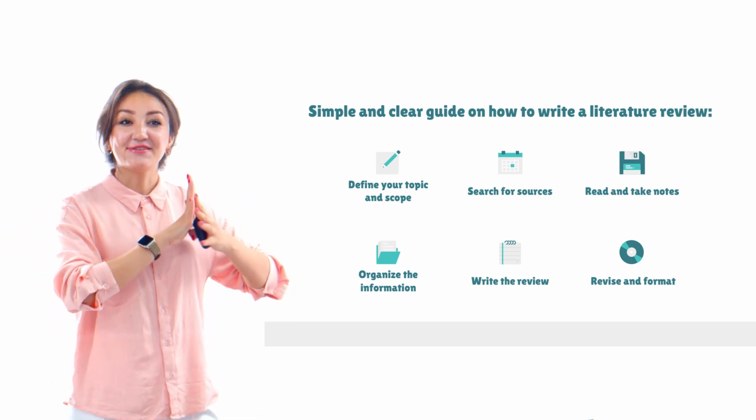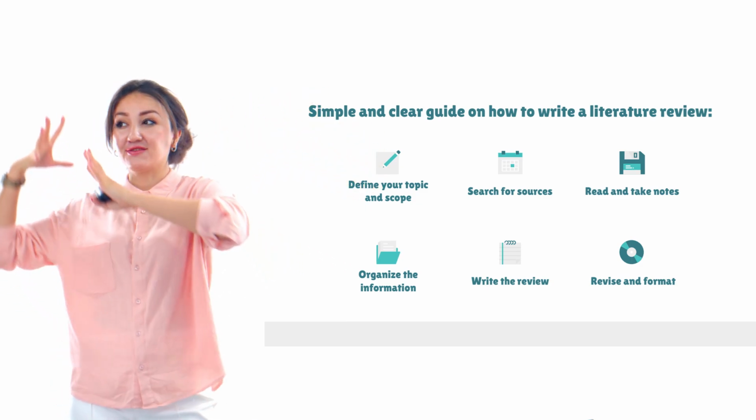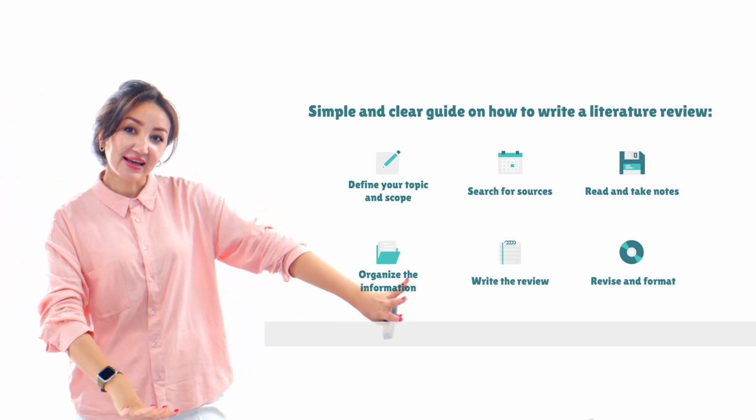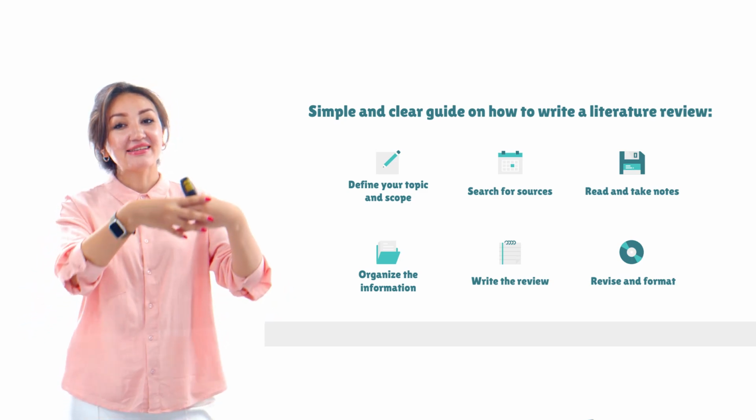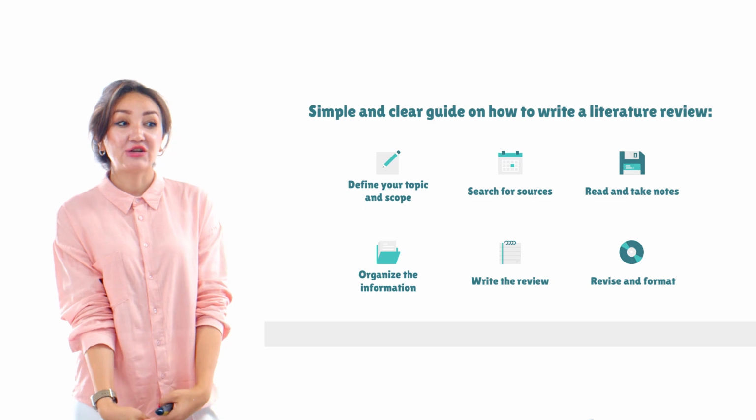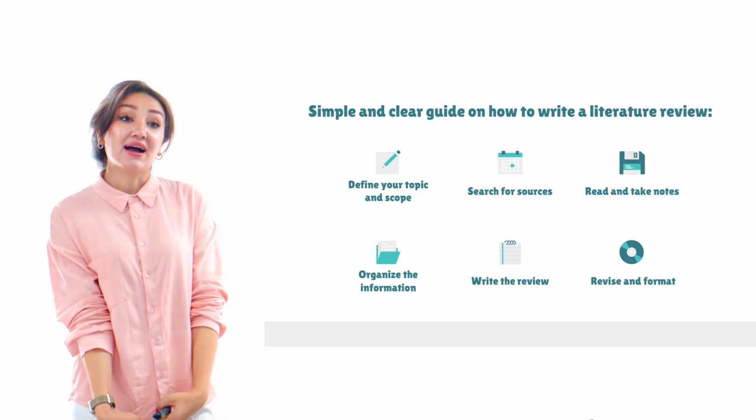You need to say, this is for the case of Uzbekistan, this is for the case of Tajikistan, this is for the case of developing countries. So you need to organize all this information, and step by step, you can start writing the review. And then you need to revise and format.